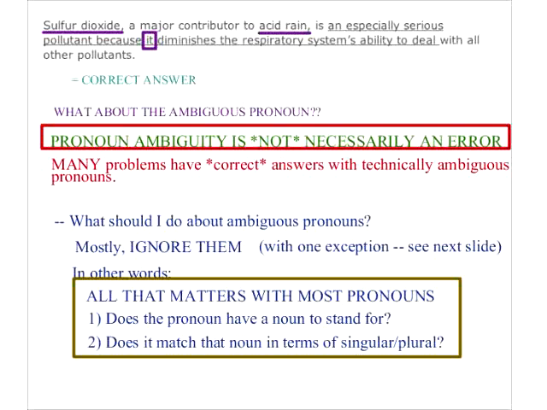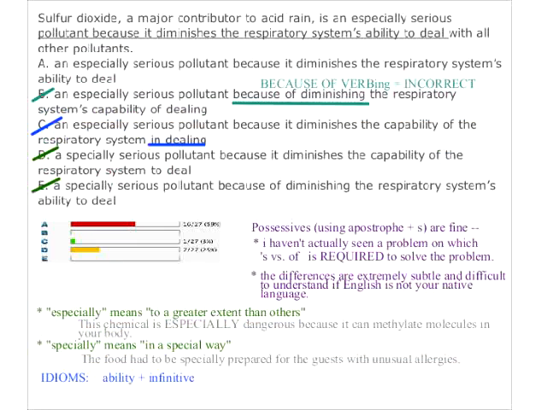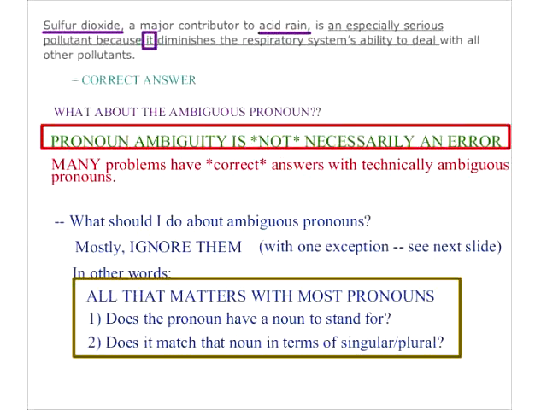So, let's talk about this. In this problem, we have to ignore the ambiguous pronouns. Some people were driven to choose choices like B and E because they wanted to get rid of the pronoun. Make sure you don't. Okay.